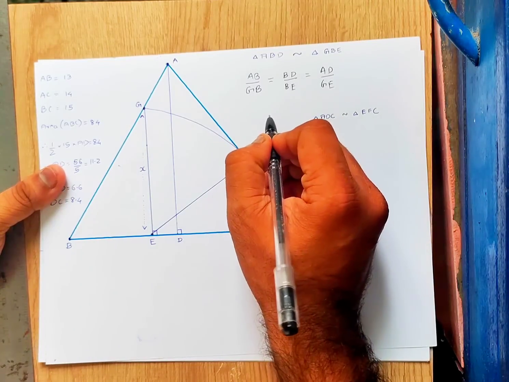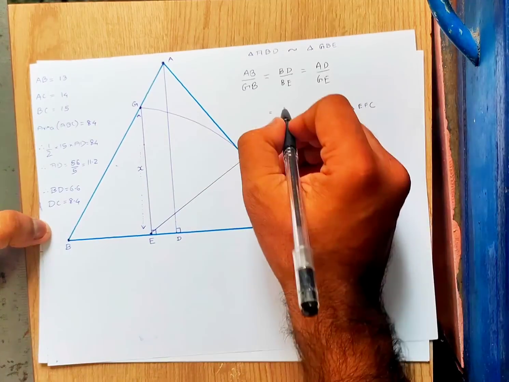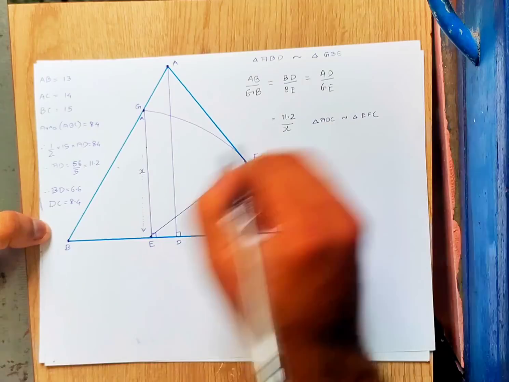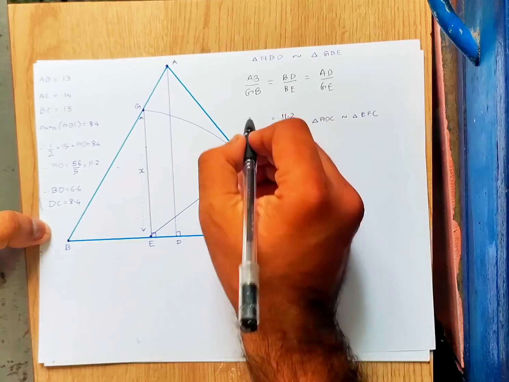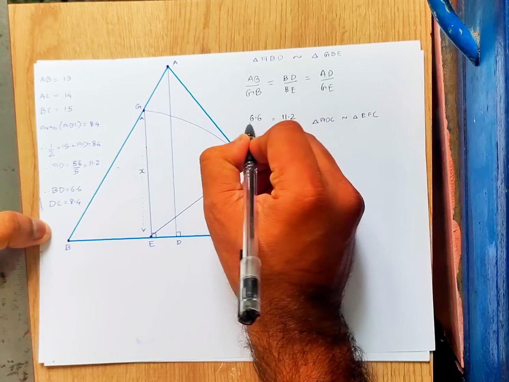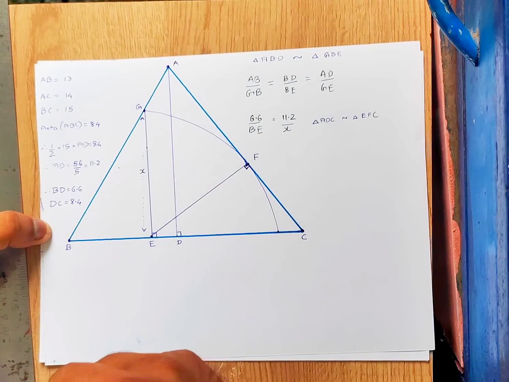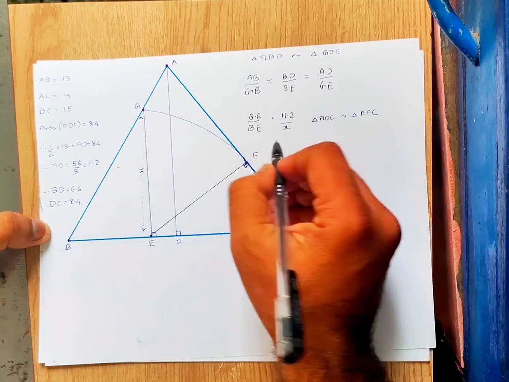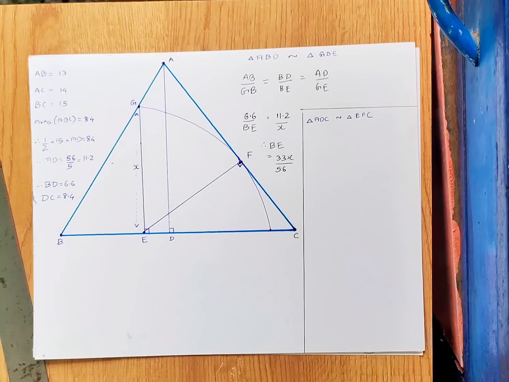Let us write it. So it is AD by GE. What is AD? AD is already calculated. It is 11.2, so 11.2 divided by X is equal to BD divided by BE. Alright, so I'm going to write down BD, which is already calculated, 6.6, upon BE. Now what I'm going to get over here is the value of BE in terms of X. So let's solve it. I will get the value of BE as 33x by 56.